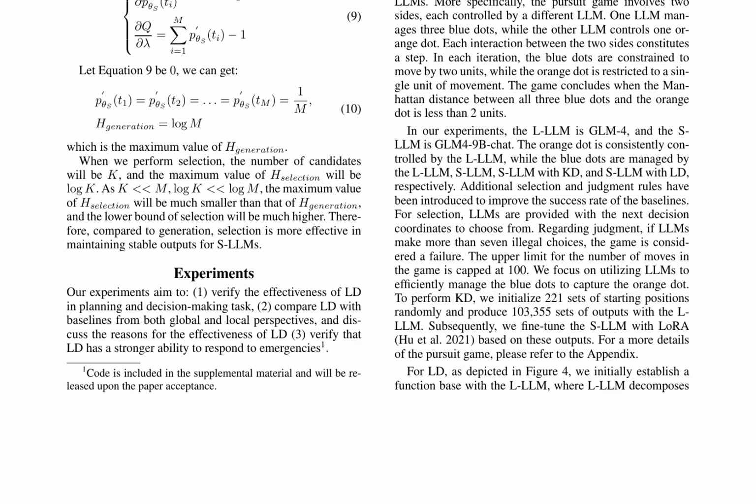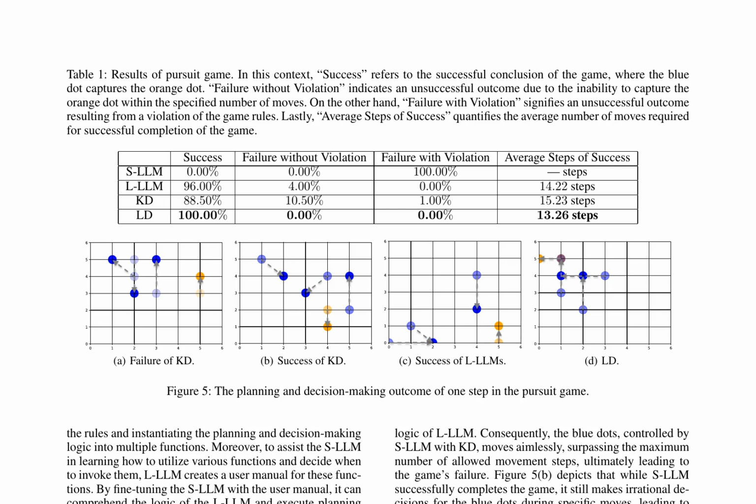The paper also introduces a pursuit game to demonstrate the effectiveness of LD. In this game, two sides are controlled by different LLMs, with one LLM managing 3 blue dots and the other controlling 1 orange dot. The goal is to capture the orange dot within a specified number of moves. The results show that S-LLM struggles to comprehend complex instructions, leading to rule violations, whereas L-LLM demonstrates superior comprehension and ability to follow instructions. The paper compares LD with knowledge distillation, KD, which involves fine-tuning the S-LLM with outputs from the L-LLM.